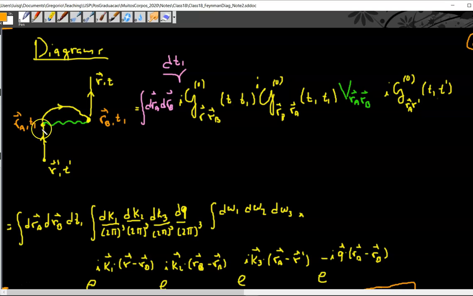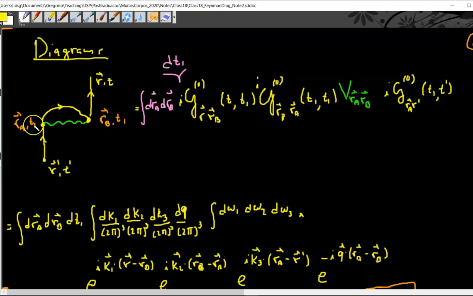And then I have to assign coordinate indices for these two points. So I'll call this position r_A at time t1. And this is position r_B at time t1. Okay, so that's what I do here. And then I write the three propagators, right, from r' to r_A, t' to t1. I'm not putting the commas here, but let's put a comma here, and a comma there. Okay, t' to t1.